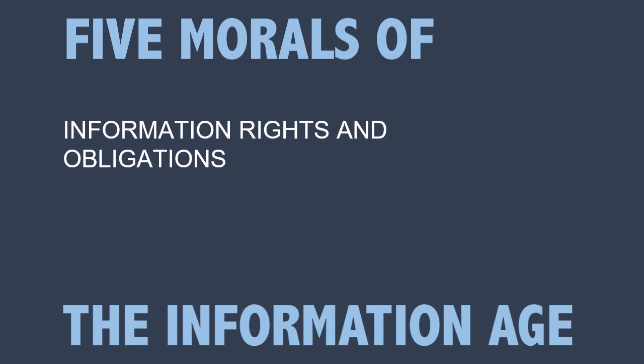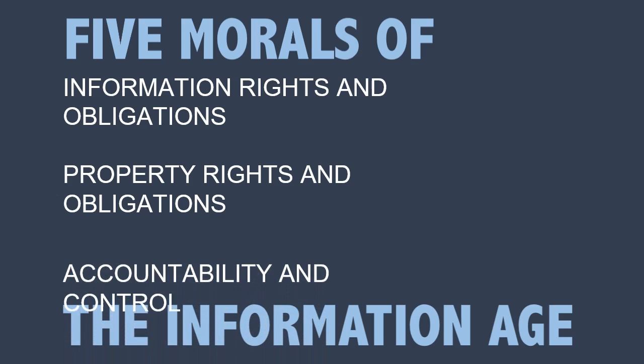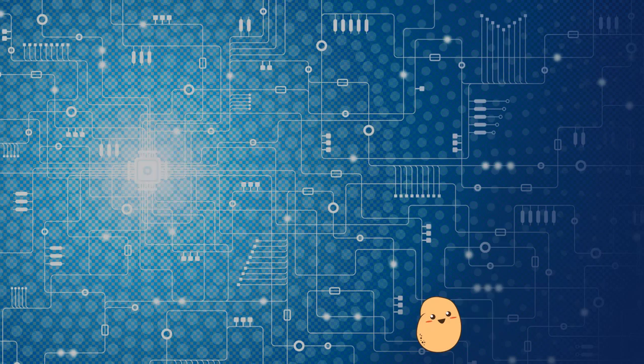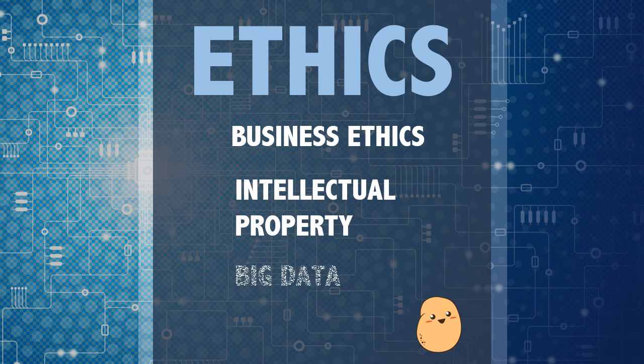These are information rights and obligations, property rights and obligations, accountability and control, system quality, as well as quality of life. Today, we'll be linking these ethical concerns to the following major issues prevalent in the modern age, such as business ethics, intellectual property, and big data.